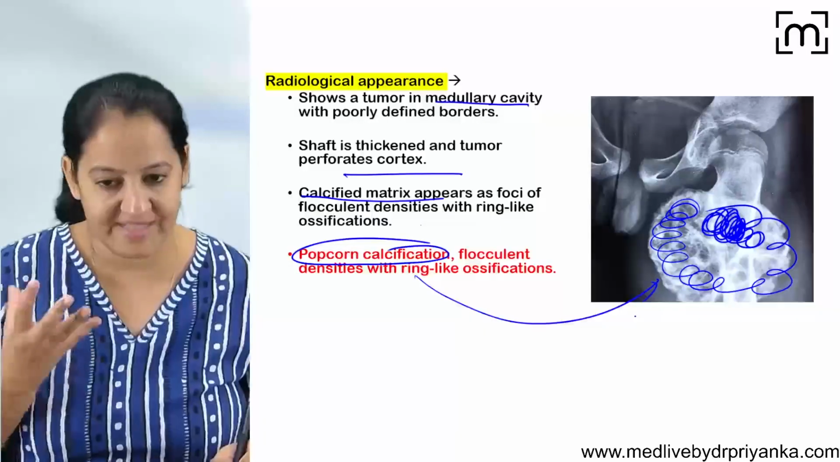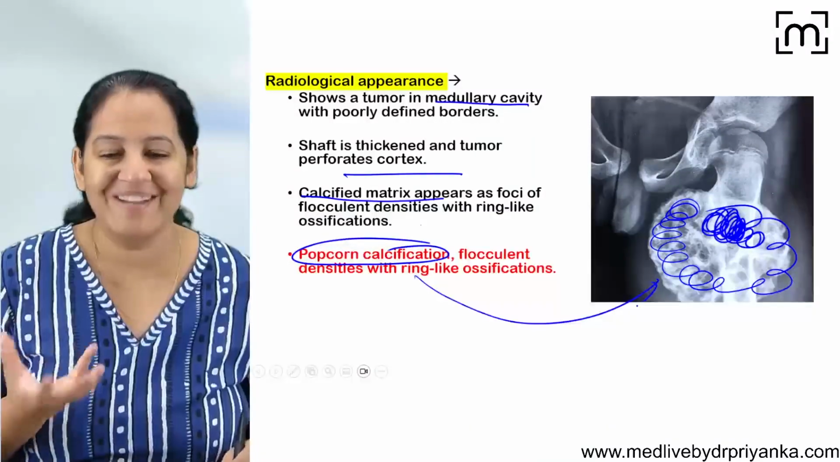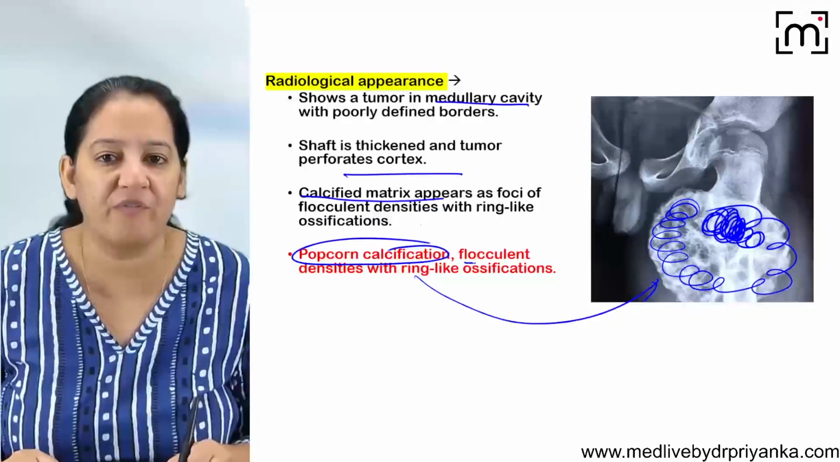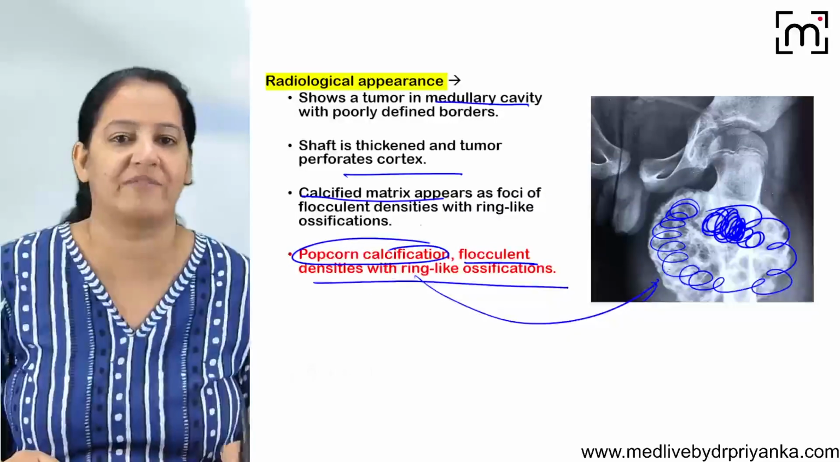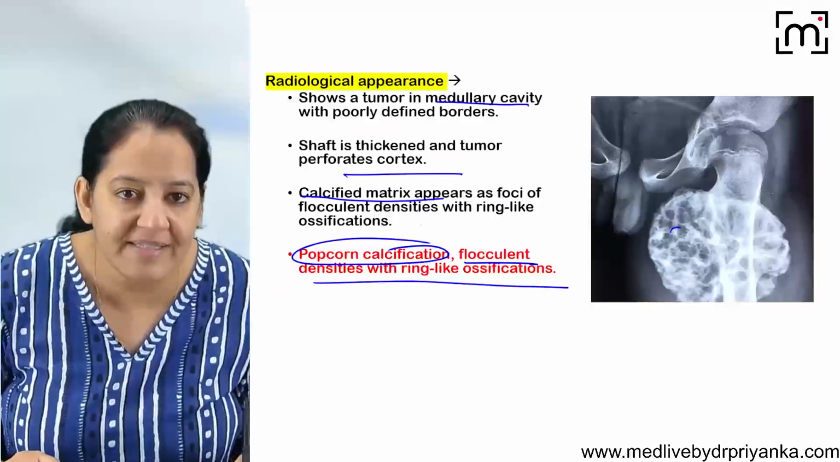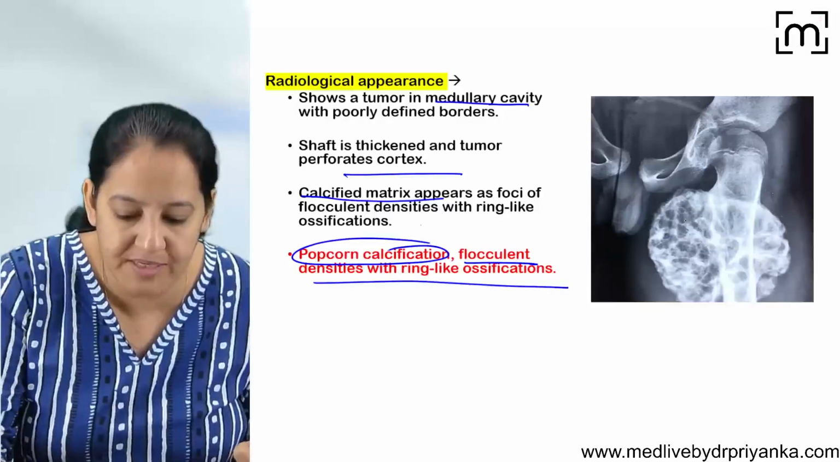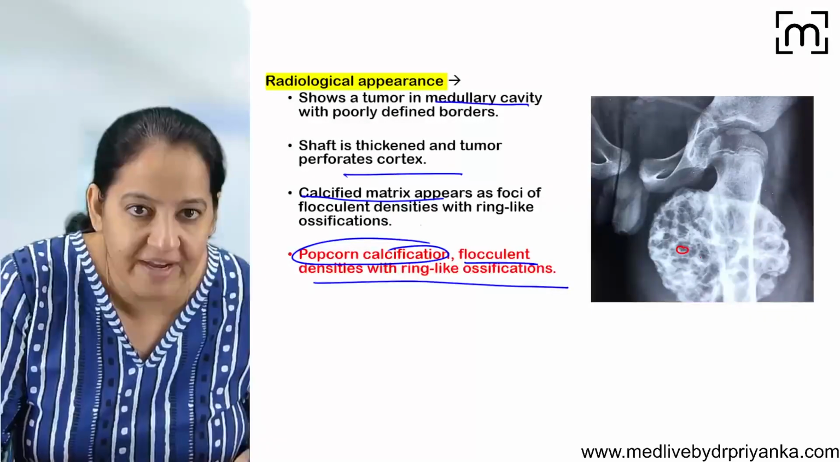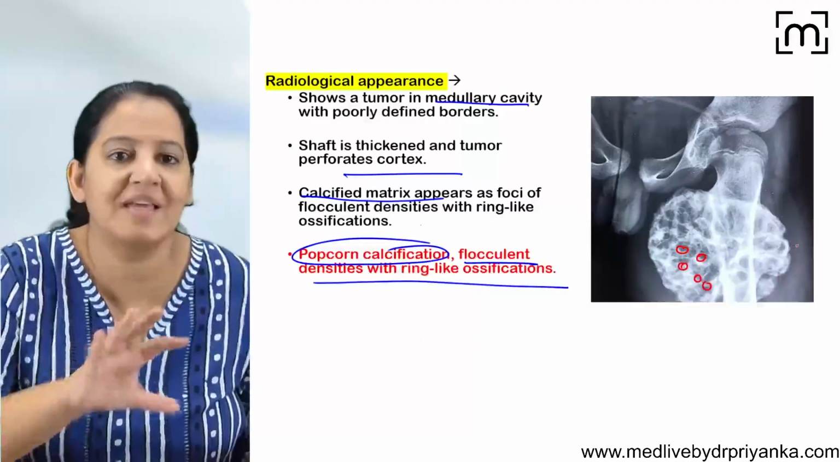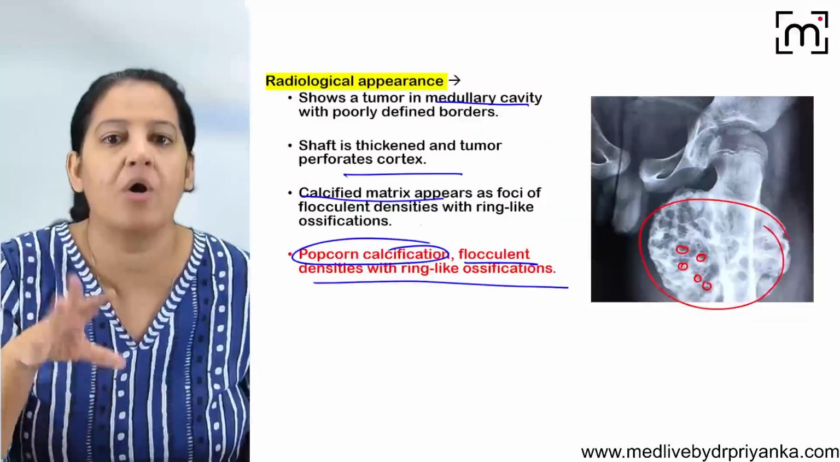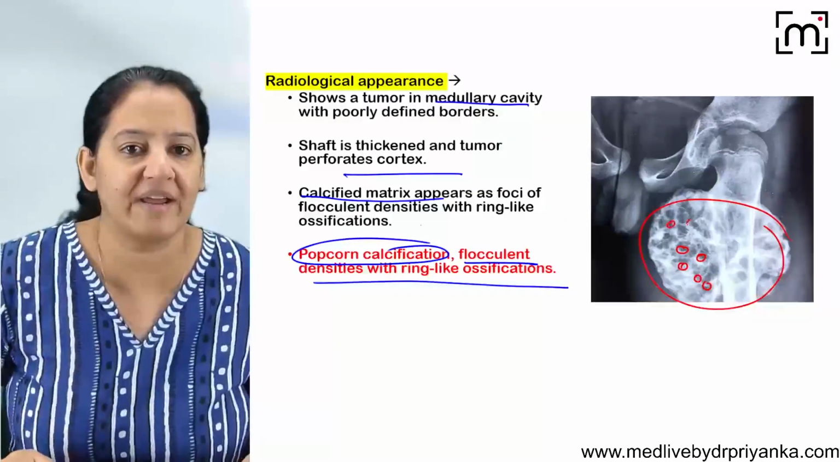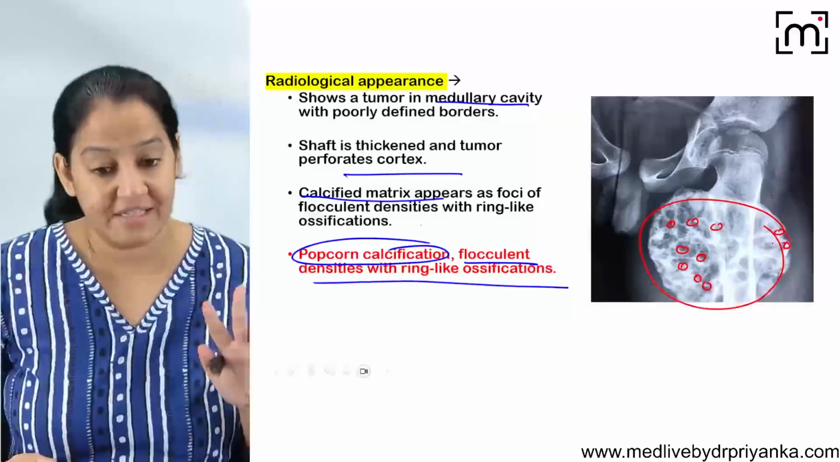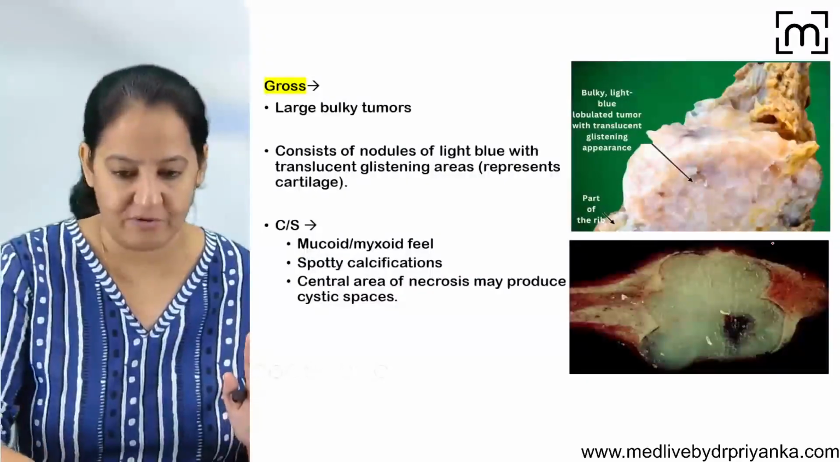Have you seen popcorn? Do you eat popcorn? It looks like popcorn calcification or fluorescent densities with ring-like ossification. Can you appreciate all these fluorescent densities? Let me highlight them, with ring-like ossification. So say popcorn calcification or fluorescent densities with ring-like ossification. That is the typical description, the radiological appearance you have to describe.